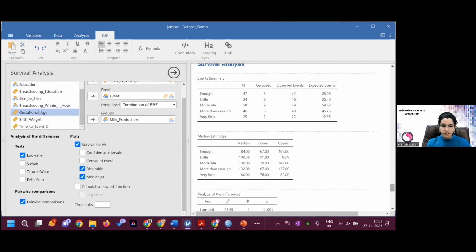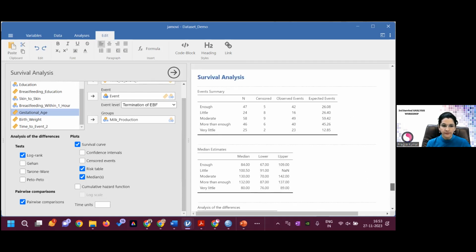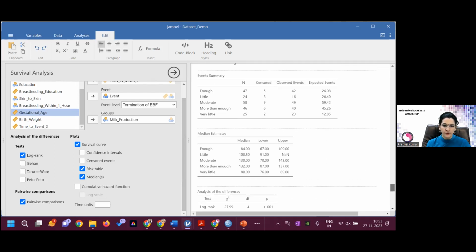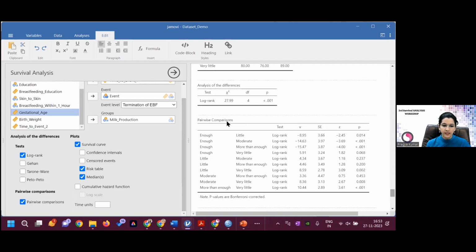So if you see this, the analysis of difference, the log rank, it is showing yes, it is significant. Median you have seen. And then you can see the overall significance is 0.001. And then it gives you pairwise comparisons, meaning between enough and little, between enough and moderate, enough and more than enough.